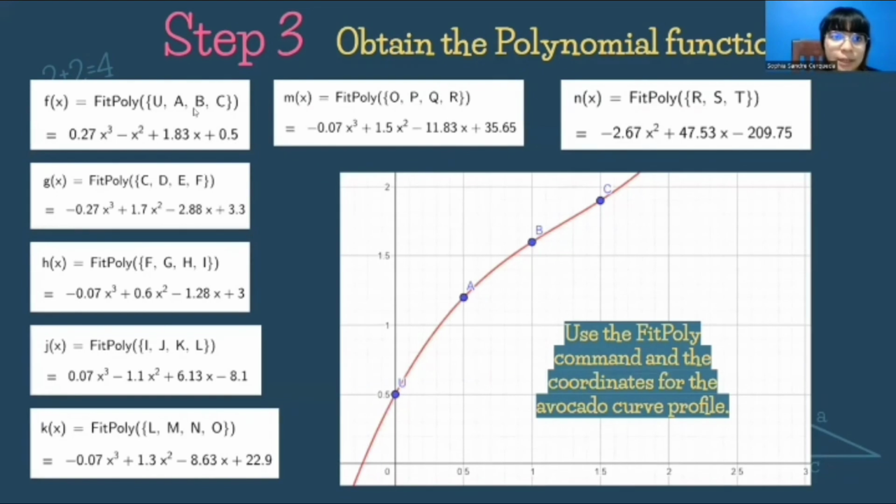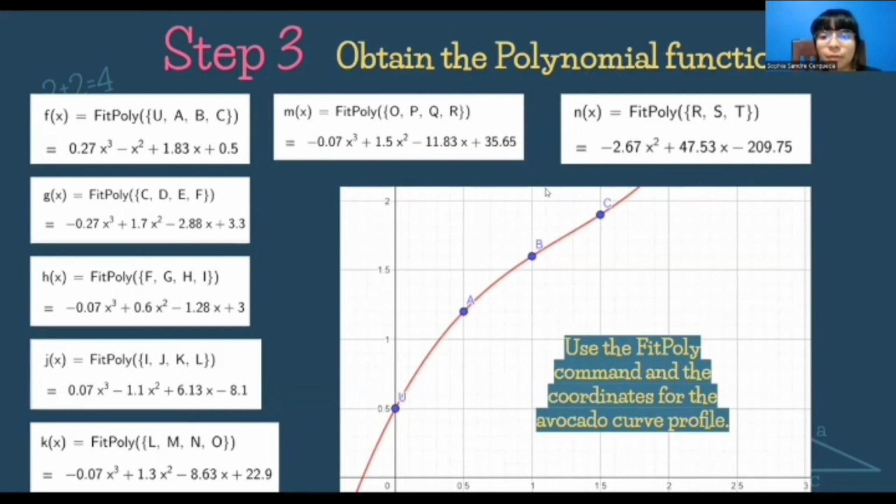Then we start with step three, which is to obtain the polynomial functions. For that, we have to use the command Fitpoly and the coordinates for the avocado curve profile. As we can see, here we have the first Fitpoly command, and this is the result. But as you can see, it is divided with a segment from U to C, and the line also continues. We have a continuous graph, but we just need the specific segment that we are marking right here.